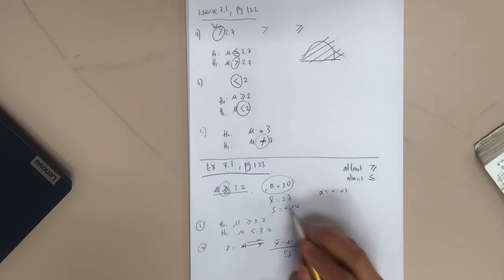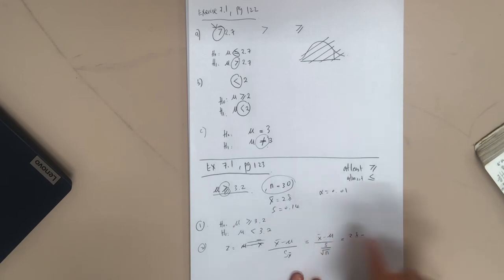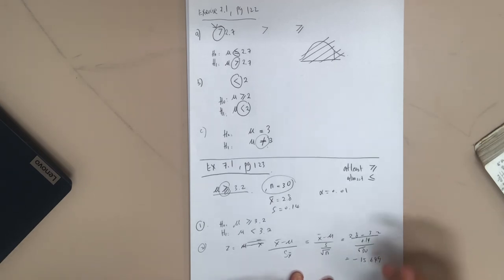So what is your X bar just now? 2.8. What is your mu just now? 3.2. What is the S? It is 0.14. What is the N? Square root 30. Okay, so you calculate this one. I just write the answer that I get from the textbook, but I hope that you can do it by yourself. Maybe, I'm not sure, maybe this textbook is wrong. But I hope that you try to calculate by yourself. I just copy the answer. So then, let's say, you will get negative 15.649.